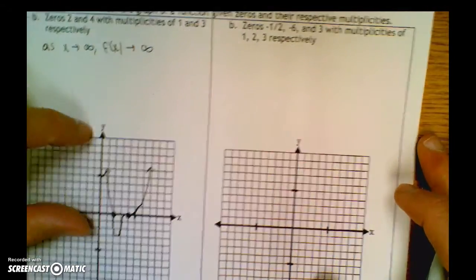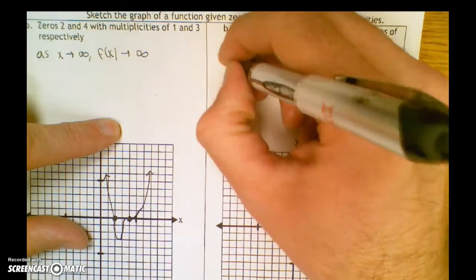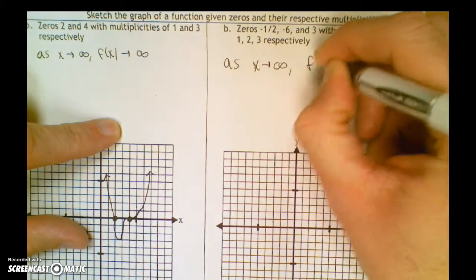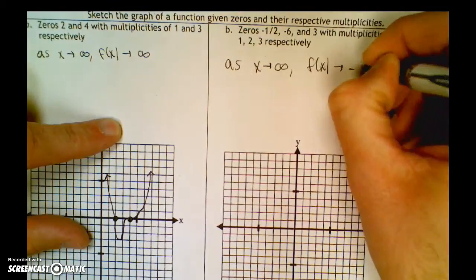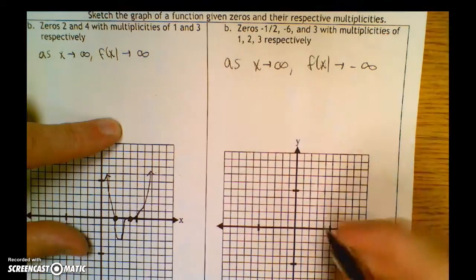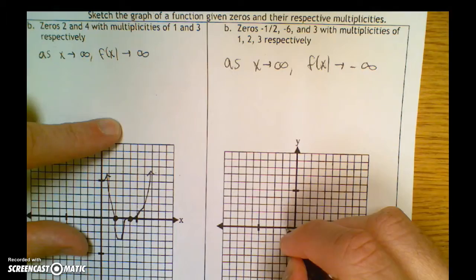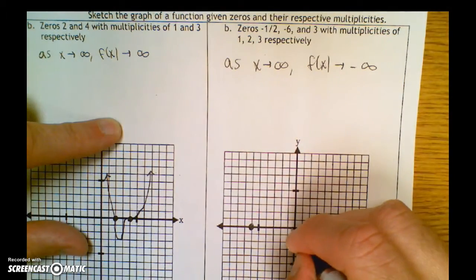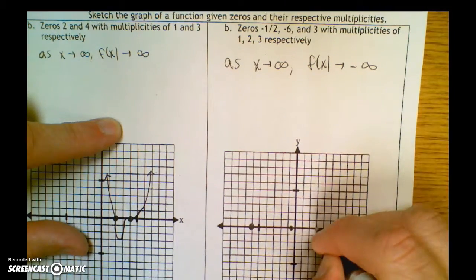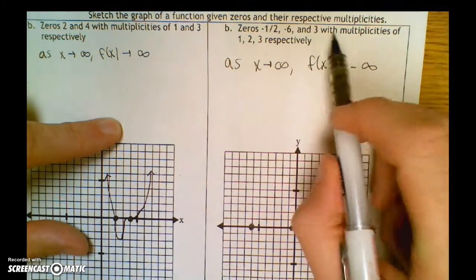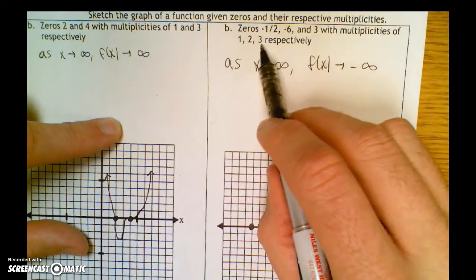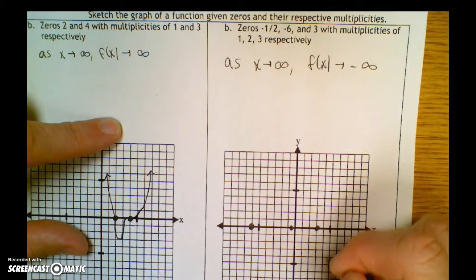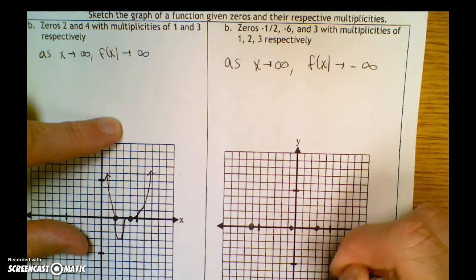For the next one, I've got 3 zeros, and this one, let's say as x approaches infinity, f of x approaches negative infinity. So let me plot my points. I have negative 6, put a dot there, negative 1/2, positive 3. All right, at 3, the multiplicity is 3, and I know I'm ending down, so I'm going to swivel pointing down.